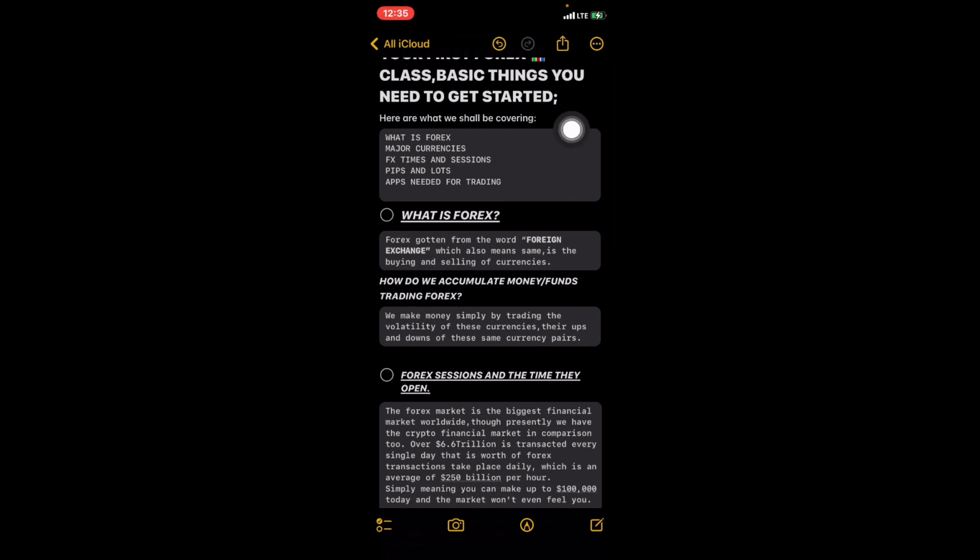What is Forex? The major currencies we trade, FX times and sessions, pips and lots, the apps needed for trading. So without further delay, let's dive in. So now, what is Forex?